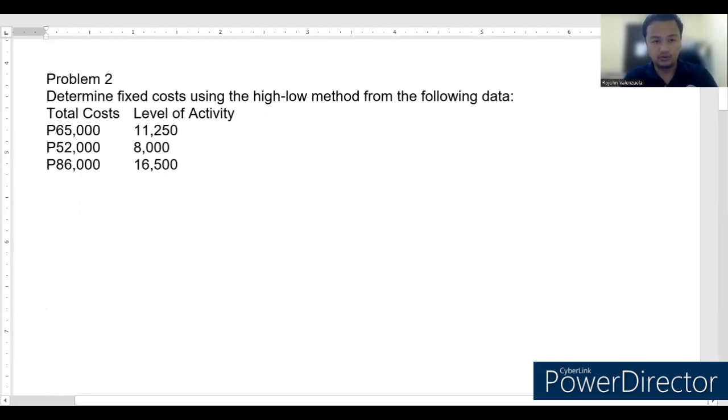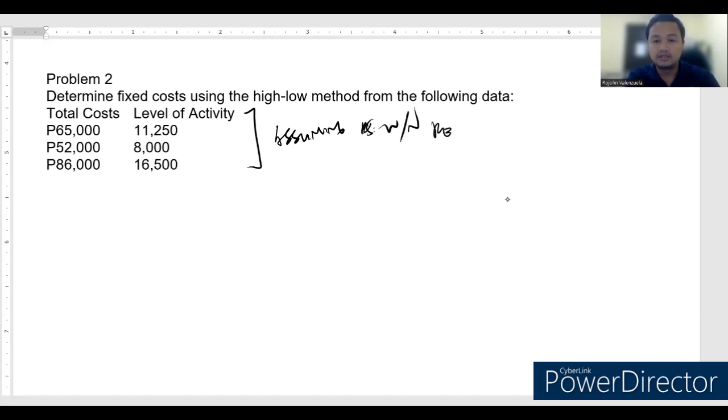So for problem number 2, ito hindi na binigay yung highest tsaka lowest. Meron na tayo ditong set of data. So, since wala naman tayo ibang information available here, let's assume that all of this data is within relevant range. Kasi pag hindi nakasama sa relevant range, hindi mo siya pwedeng isama sa analysis mo. Mapa-high-low method yan, least square regression pa yan.